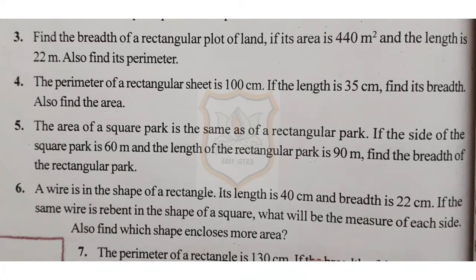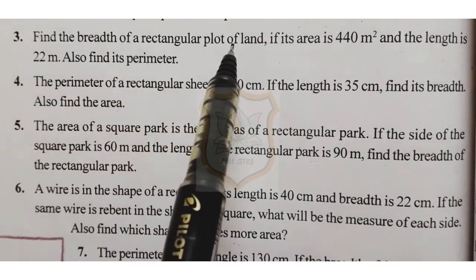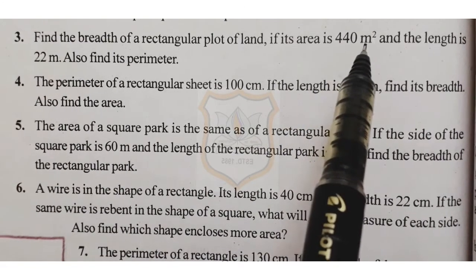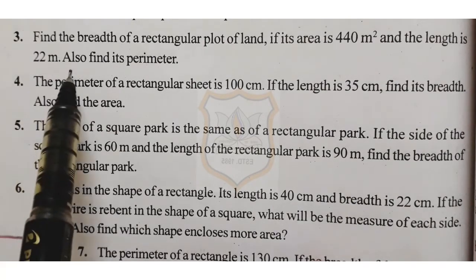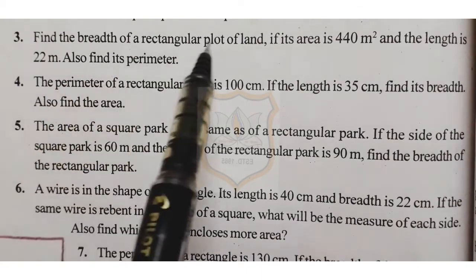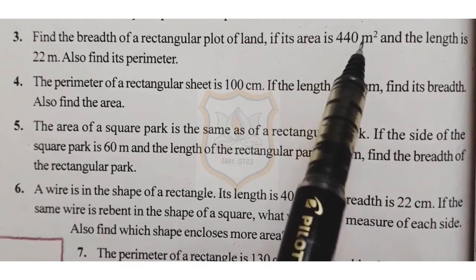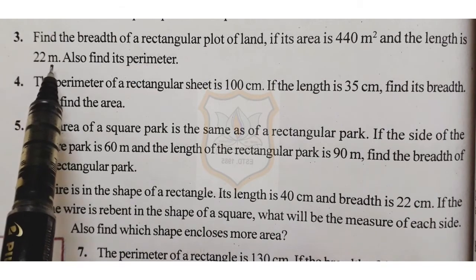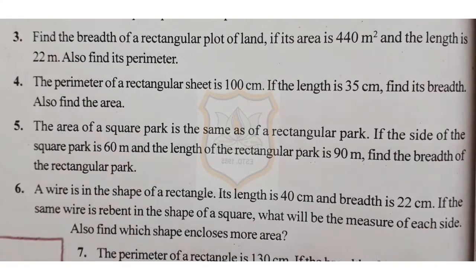Now let's solve the third question, students. The third question is: find the breadth of a rectangular plot of land if its area is 440 meter square and the length is 22 meter. Also find its perimeter. In this question, you have to find out the breadth of a rectangular plot of land. The area is given, that is 440 meter square, and the length is given, that is 22 meter, of a rectangular plot. And then you have to find out its perimeter also.